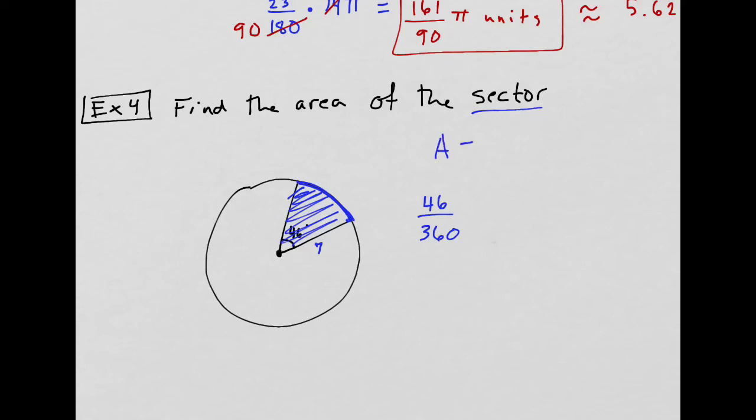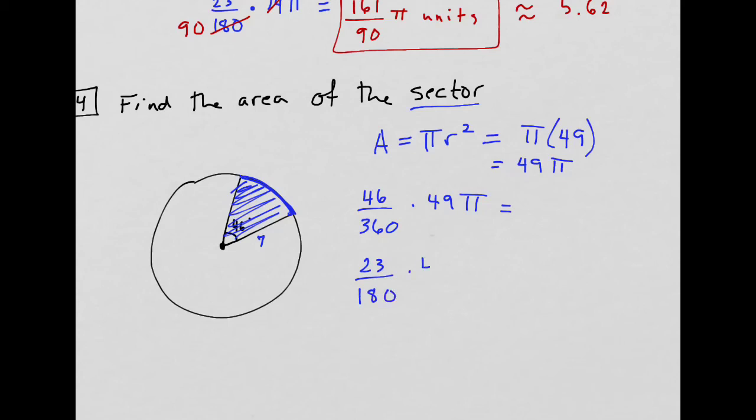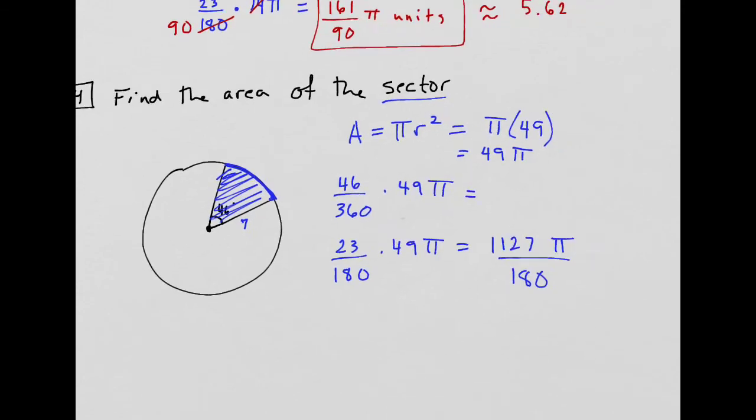So I need to have my area formula for a circle. And that's just pi r squared, where r is the radius. So that's going to be, for us, pi times 49. And I'm going to write that as 49 pi. And then I just multiply 49 pi. That's going to be in the top. And let's see if I can reduce. Well, I know I can have 23 over 180 times 49 pi, and I don't think that reduces. So I get 1,127 pi over 180. So that's a lot.